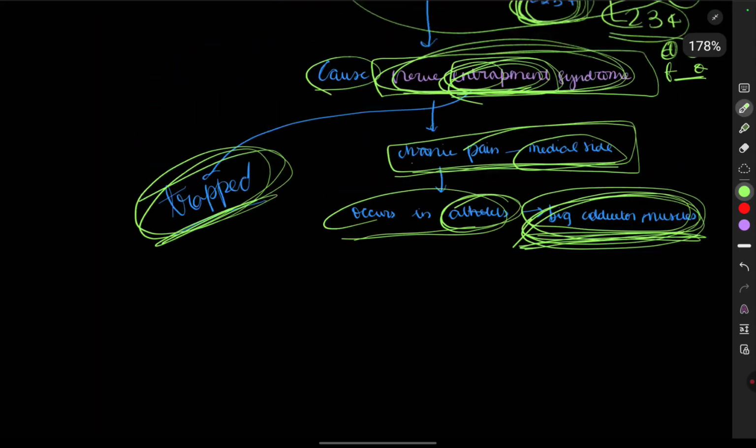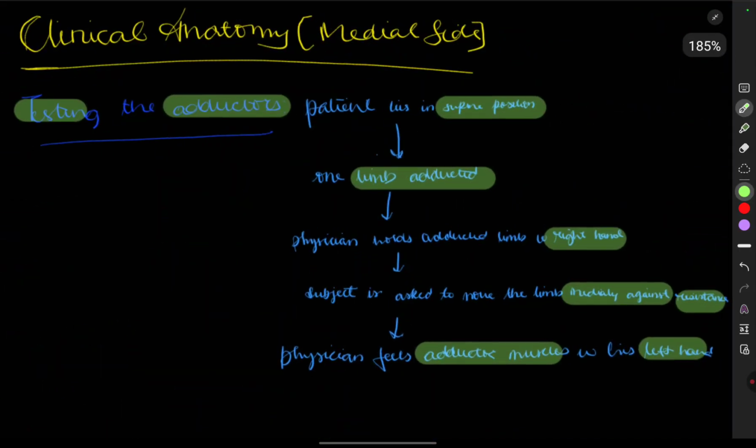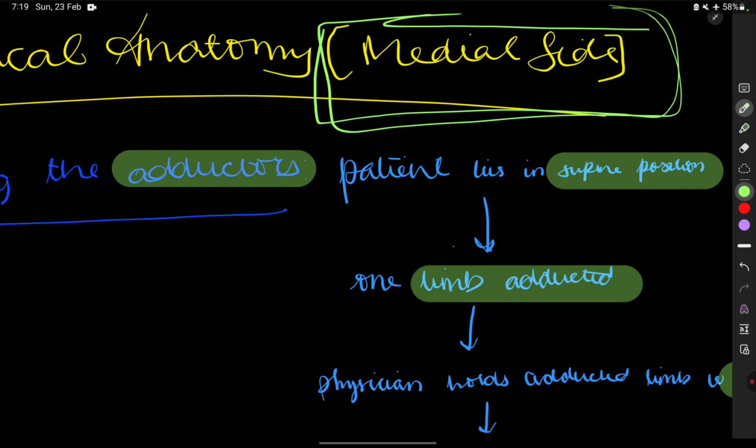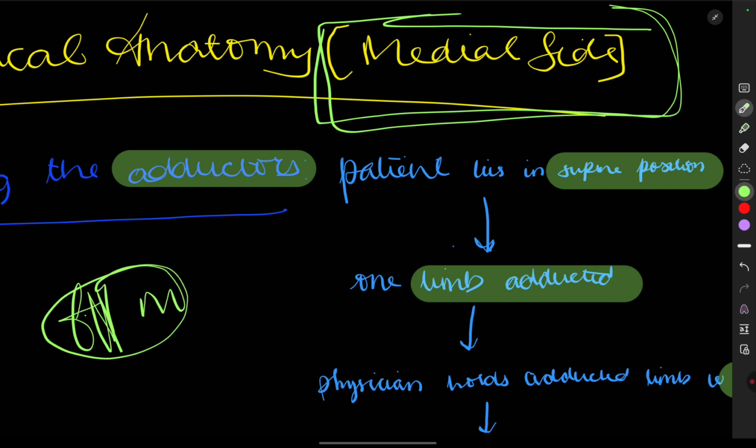So this ends the complete clinical anatomy of the medial side of the thigh. We have successfully completed two chapters, the front of the thigh and the medial side of the thigh, completely in detail. The next video for anatomy will be on the gluteal region, and for physiology we are going to start nerve and muscle physiology.